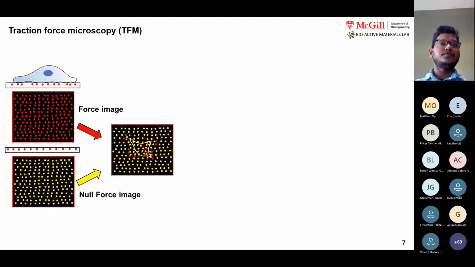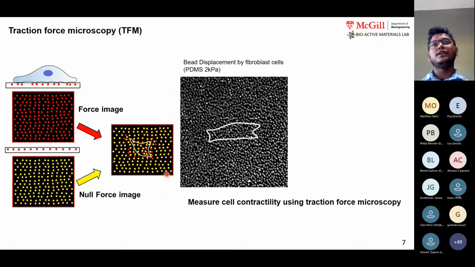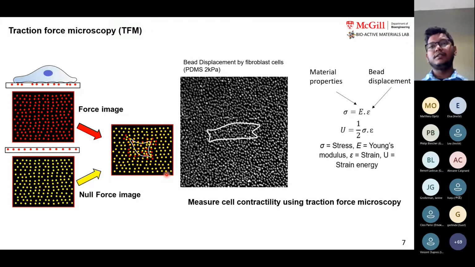During a typical traction force microscopy experiment, we first capture the image of the beads with the cells on top. We call it a force image. Then we kill the cells and capture the beads again, and we call it a null force image. When we compare these two bead images, we get the bead displacement. From the bead displacement and the known material properties, we can calculate strain energy, which is the energy applied by the cell to deform the underlying matrix. This is how we measure contractility using traction force microscopy.